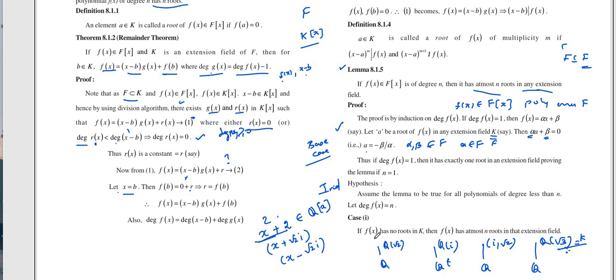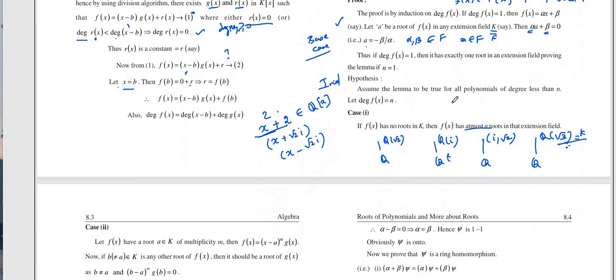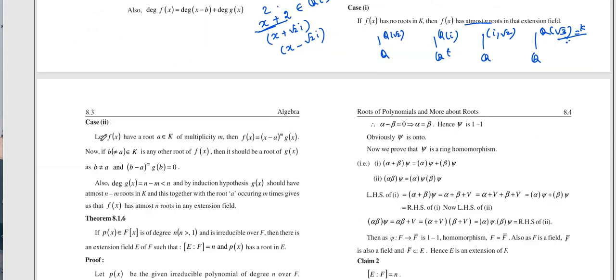So if f of x has no roots in k, then f of x has at most n roots in that extension field. So this case is what we have got over here. Next case, let f of x have a root a in k with multiplicity m. Then f of x can be written as x minus a power m into g of x. That is known to us now from the definition. Now, if b not equal to a is a member of k and b is another root of f of x, then it should naturally be a root of g of x, because one root you have accounted here. So if you consider any other root, naturally it should be a root of this g of x.